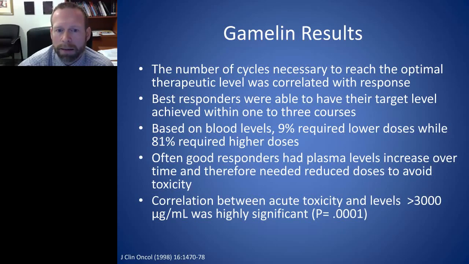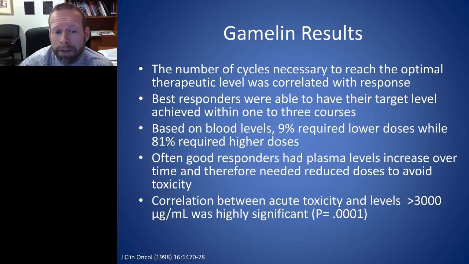They were able to look at how the patients responded relative to the number of courses it took to reach the target level. And you'll see that the best responders were able to have their target level within 1 to 3 courses. Now, this is what's particularly interesting, I think, which is based on the blood levels and the target they had of 2,000 to 3,000, they found that most people were not overdosed. Only about 10% of the patients really required lower doses of the drug, where a little over 80% of the patients required a higher dose of the drug.